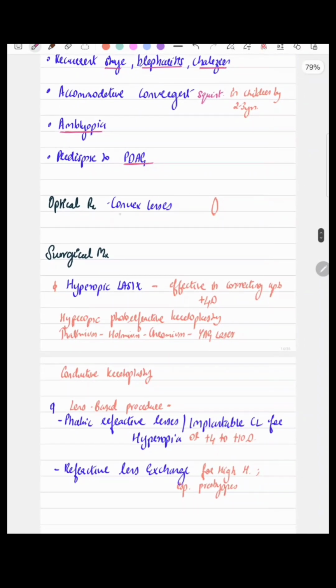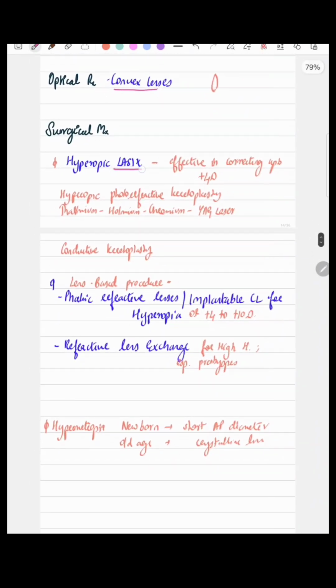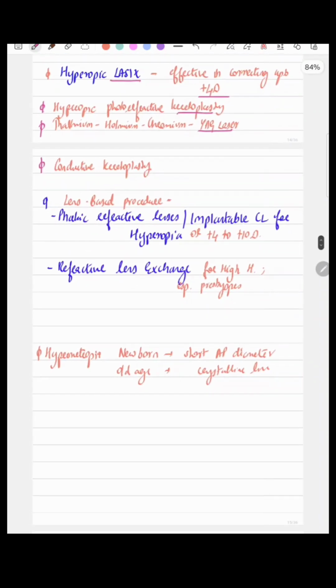Optical treatment includes convex lenses. Surgical treatment includes hyperopic LASIK. It is effective in correcting up to +4 diopter. And then other treatments include hyperopic photorefractive keratectomy, thulium, holmium, chromium YAG laser, and conductive keratoplasty. These are the cornea-based procedures.